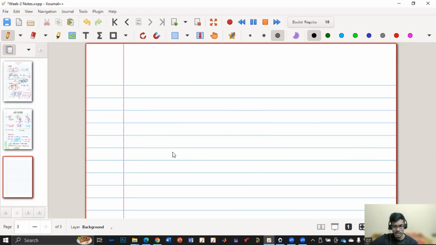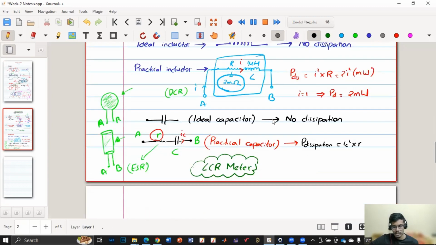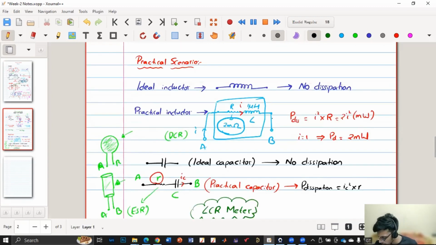Like, a film capacitor is different, a ceramic capacitor is different. Their manufacturing process itself is different, and their material could be different. As the material is different, their characteristics will also be different, and accordingly the resistance value could also differ from capacitor to capacitor as well as from inductor to inductor. And these are actually provided in the data sheet also. So in the case of an inductor, this information is also provided in the data sheet.